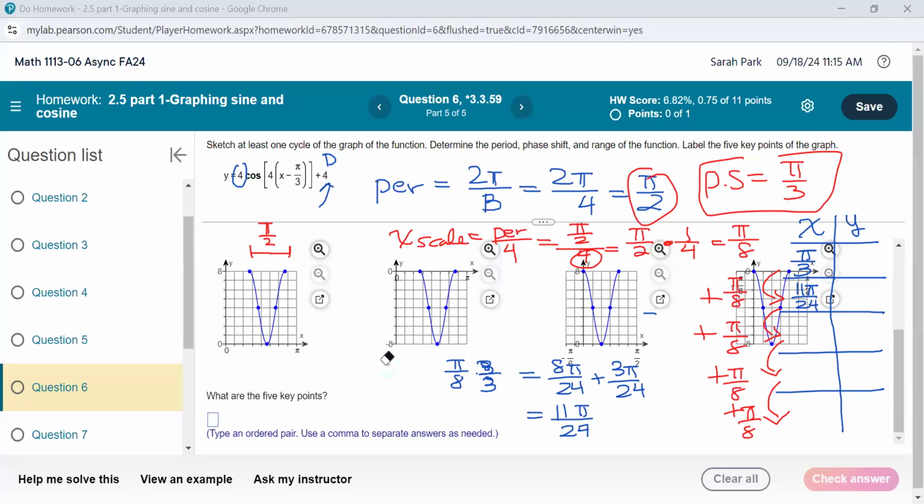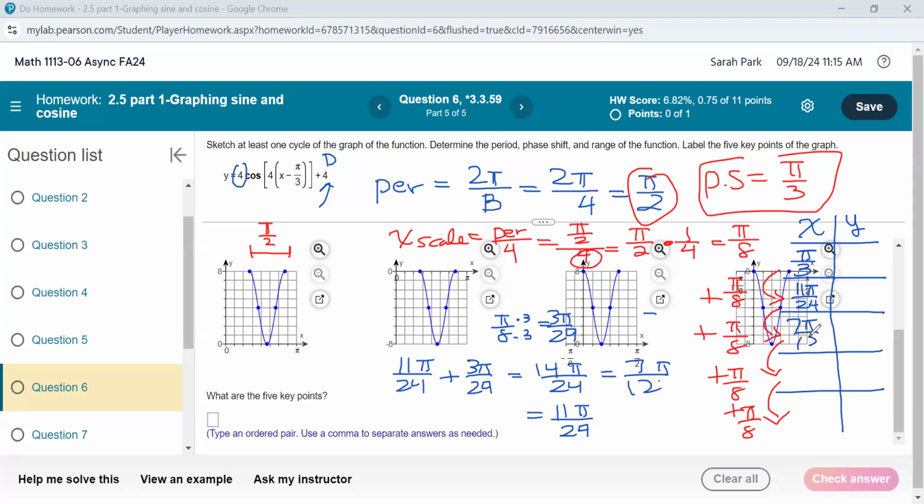Now we have to add the 11 pi over 24 to pi over 8 again. Let me just write pi over 8. Let me convert that. If I do times 3, that'll be 3 pi over 24. So I really just need to add 3 pi over 24 each time, right? Because pi over 8 is 3 pi over 24. And that'll be 14 pi over 24. And that reduces, if I divide by 2, to 7 pi over 12. So this is 7 pi over 12.